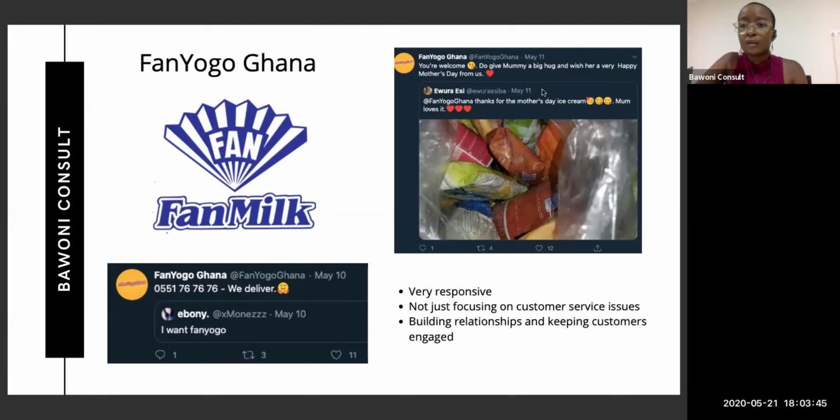If it was another brand, they would have probably just retweeted it and left it at that. But they actually were chatting with the customer. So that's an example of the chat category that we spoke about, and even the compliment category that we spoke about, where you can go a step further and be responsive and not just focus on the customer service issues, but building relationships and keeping customers engaged.